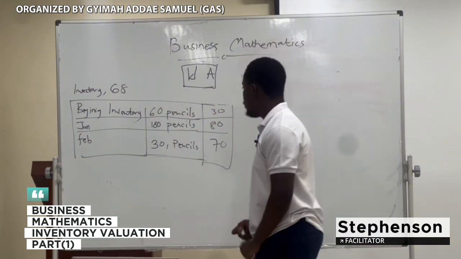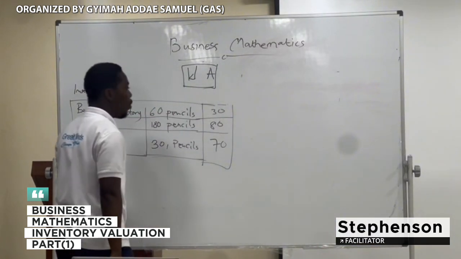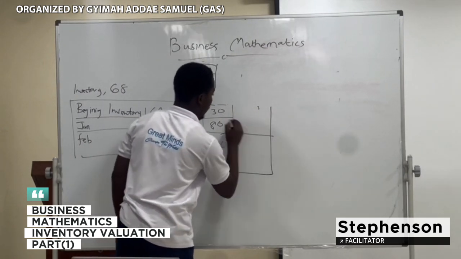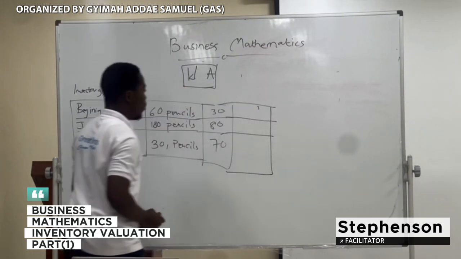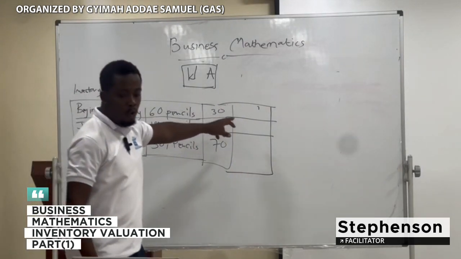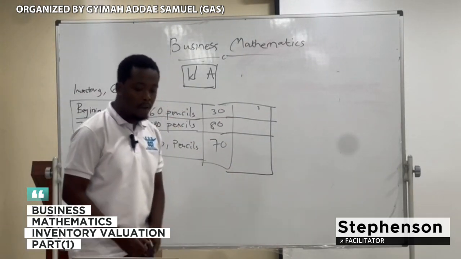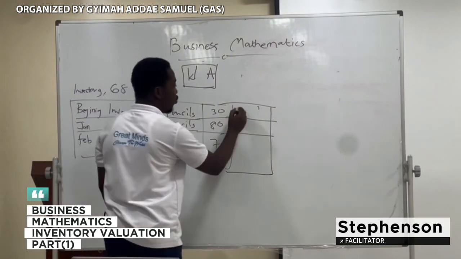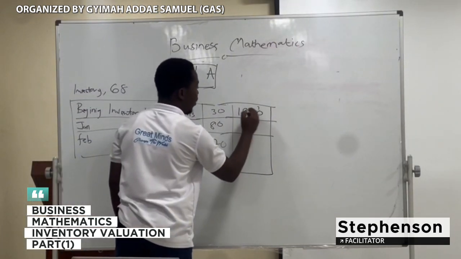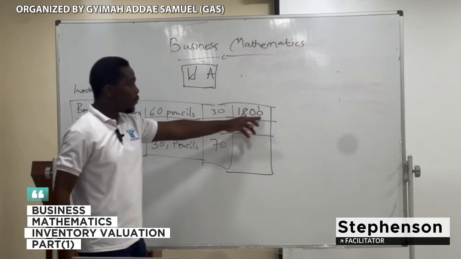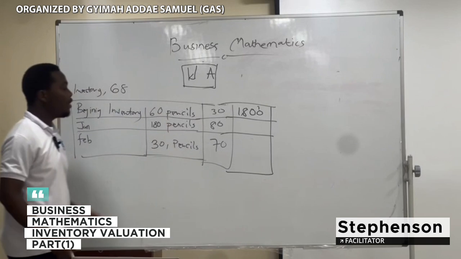So we have to find the total price for these 60 pencils. Okay, so let's create another column for this table. If you multiply 60 by 30, you are getting 1,800. So 1,800 becomes our amount for the 60 pencils.